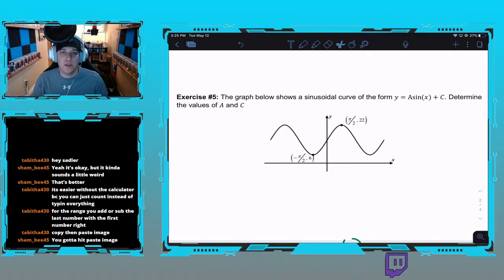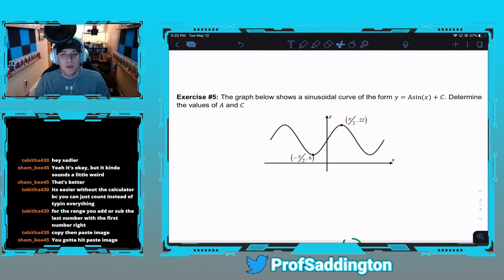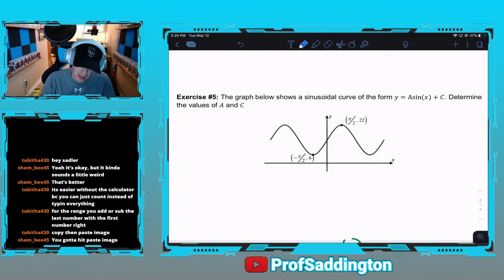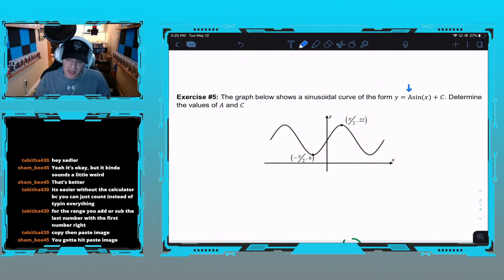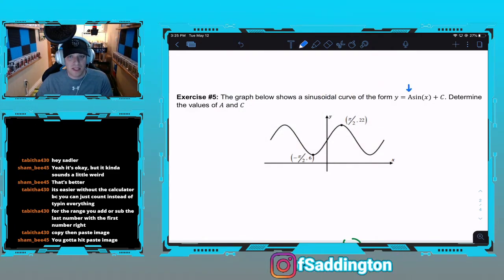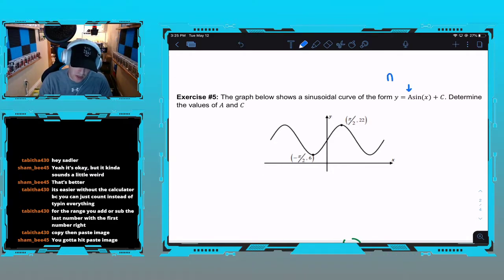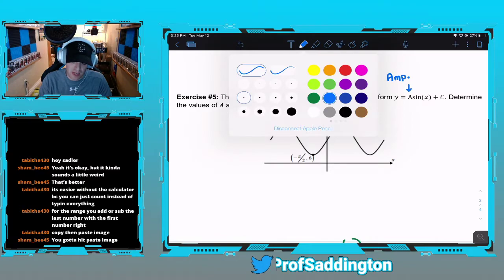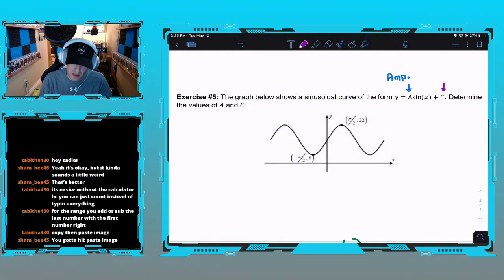So sinusoidal curve just means, hey, look, we got a sine curve, we got a cosine curve. So it's in the form of a sine x plus c. So the a is at the beginning. That is always known as your amplitude. And that c is on the outside of the parentheses. And if it's ever on the outside of the parentheses, that is going to be known as your midline.